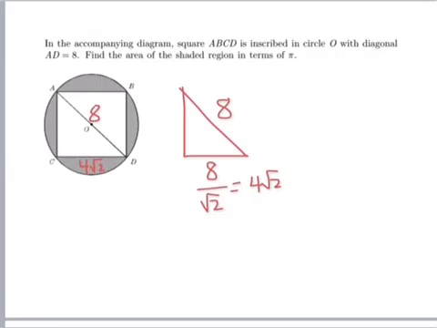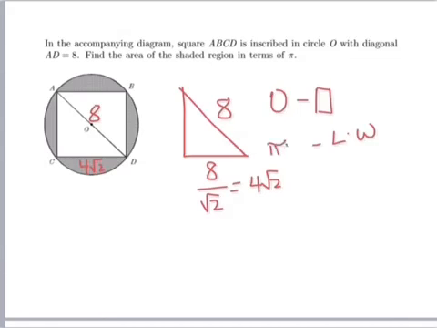And I want to find the shaded area. Well, the shaded area is a circle minus a square. So I want pi r squared minus length times width, or side squared. Oh, I wrote that formula wrong. So let's rewrite that.